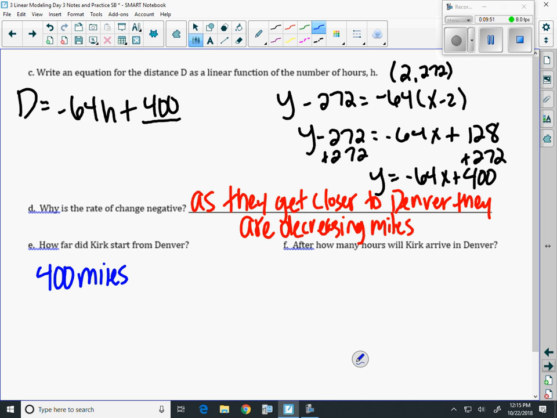After how many hours will he arrive in Denver? So what do we need to do if we want to know when he arrives in Denver? Plug in 0 for what? H is hours, so that would be 0 hours, his starting time. Plug it in for Y, because we want his miles from Denver to be 0. That means he's in Denver. Then you can solve for H. I'm going to let you solve for H.